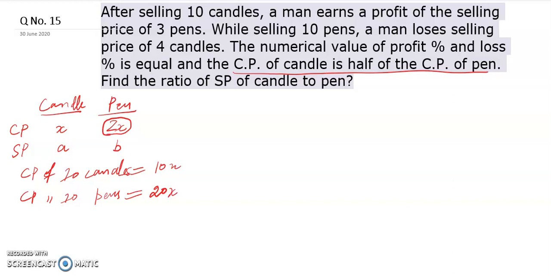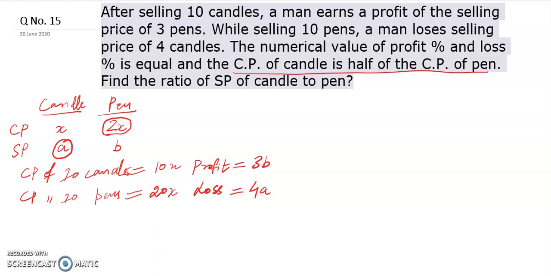Now it says when we sell 10 candles, a man earns a profit of the selling price of 3 pens. So profit is how much? Selling price of 3 pens. Selling price of 1 pen is B, so selling price of 3 pens will be 3B. And when we sell 10 pens, the man loses how much? Selling price of 4 candles. So there is a loss when we sell pens. So loss is selling price of 4 candles. 1 candle is A, so 4 candles will be 4A.